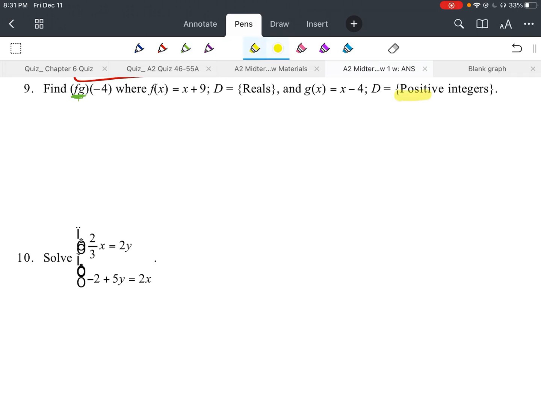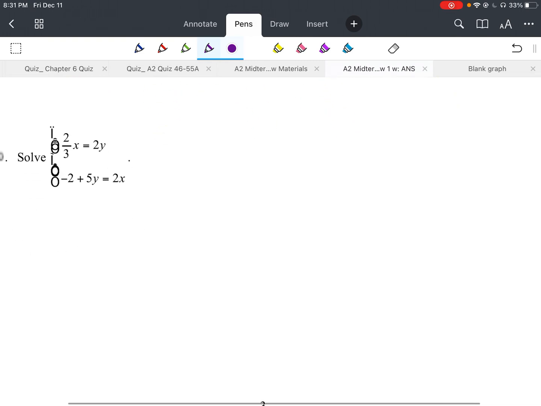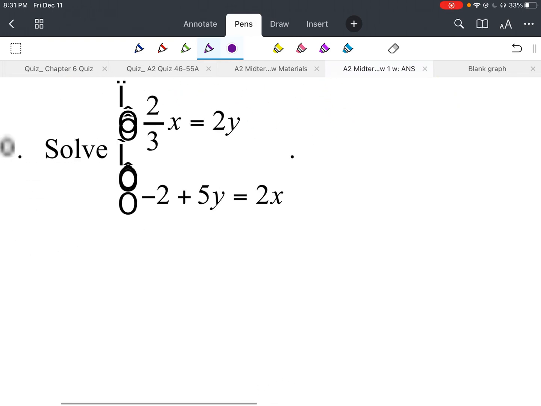However, you might have noticed this. Your domain, in other words, all the possible values of x for g of x, is positive integers. You cannot plug -4 into g of x. So you can't do it. Yeah, can't do it. All right.